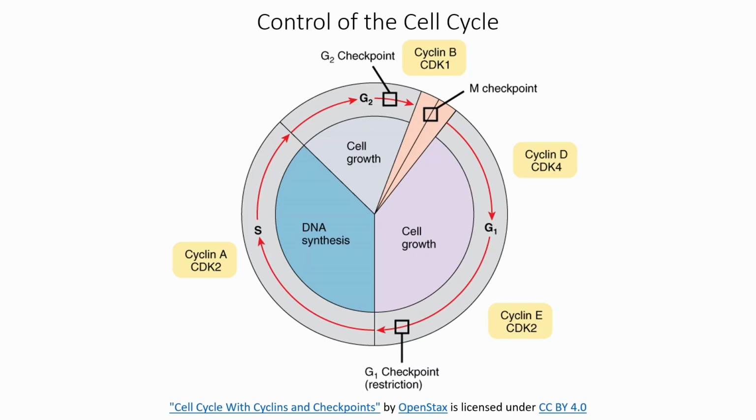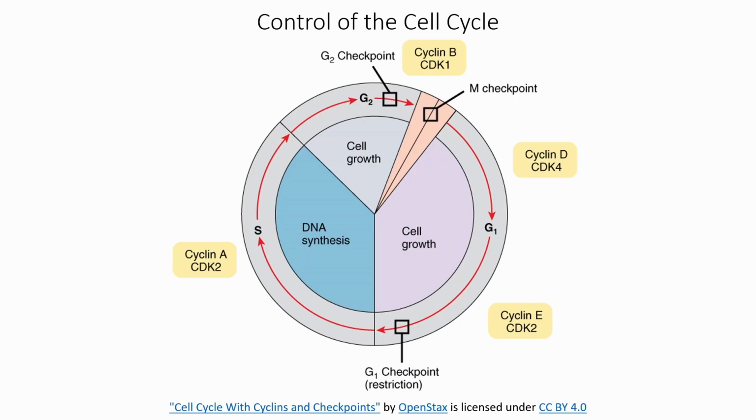And then the last checkpoint, we have the M checkpoint. This is going to happen during metaphase, before anaphase, because what we want to do is double check the spindle fibers and make sure that the spindle fibers have attached to the sister chromatids correctly. That way we don't end up with sister chromatids going the same direction, because if that were to happen, one daughter cell would have 2 copies and the other daughter cell would have 0.